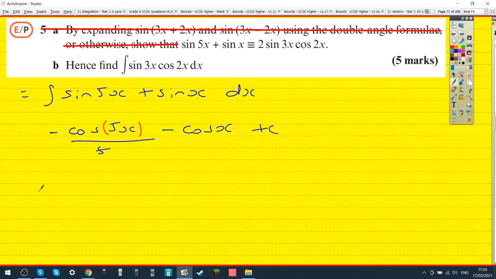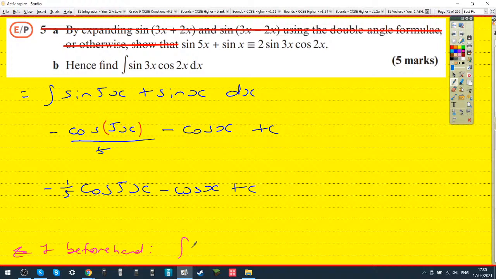Because chain rule for differentiation, you'd have to times it by 5. Integration, you divide it by 5. And I tend to write it as minus a fifth instead of divided by 5. Minus a fifth cos 5x minus cos x plus c. Yep. Any questions about that? No. Let me make a note to myself. Integral of 5x. Okay.